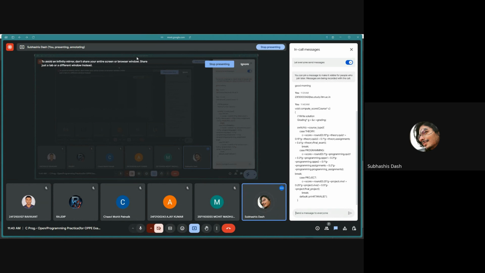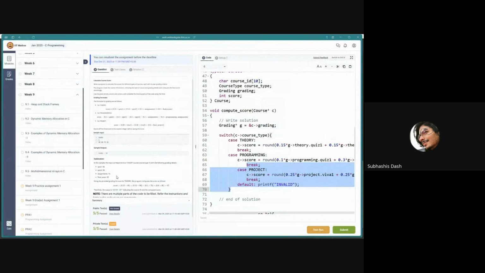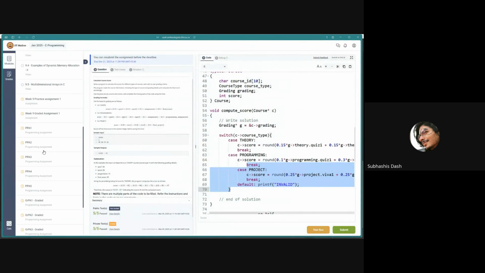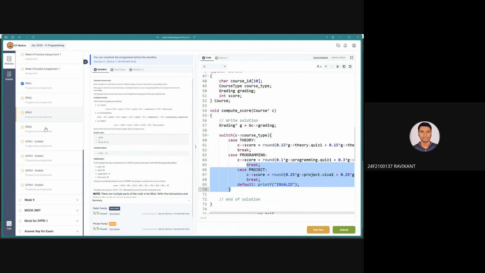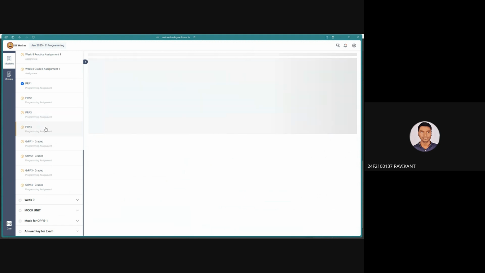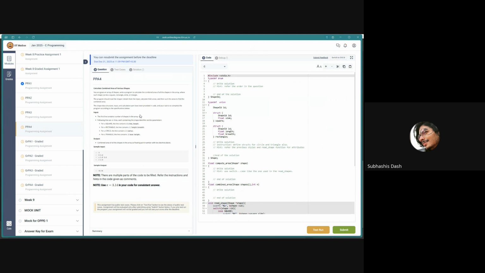Okay. For the next one, try to solve this any way you can. Like for PPA 4, you're given an array of shapes. Write a program to calculate the combined area of all the shapes in the array, where each shape can be a square, rectangle, circle, or triangle.